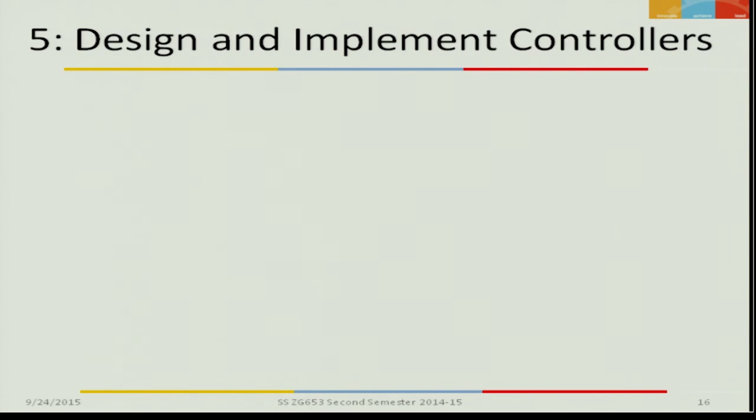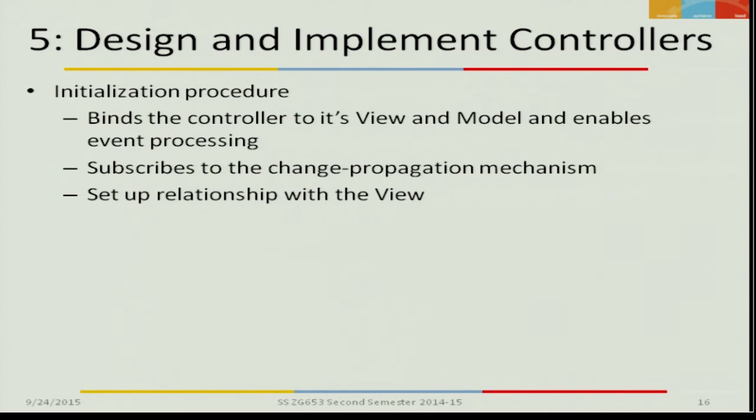Design and implementation of the controller. Here is the initialization procedure, where the controller needs to be attached to the view and the model, and, as I explained earlier, this initialization procedure needs to enable the event processing. So the necessary attachments and registration need to be done with the model. Then it needs to subscribe to the change propagation mechanism, and set up the relationship with the view so that it can call the view directly.